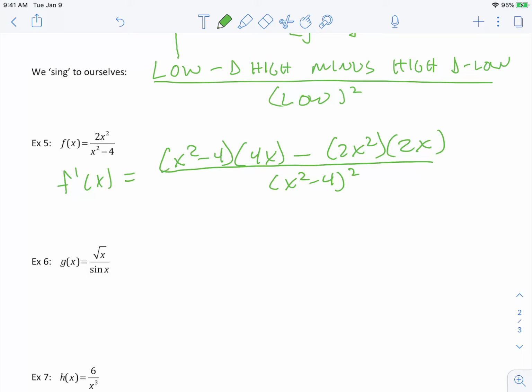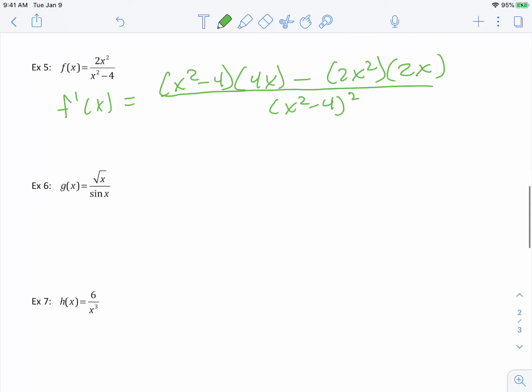Again, you guys should be comfortable multiplying it out and simplifying and doing all that if necessary, but if all you need is the derivative rule or the derivative formula, this is good enough. All right, let's go on to example 6, g prime of x. Same kind of thing. Another quotient, so we do low, d high. Okay, so here's maybe where we have a little curveball.